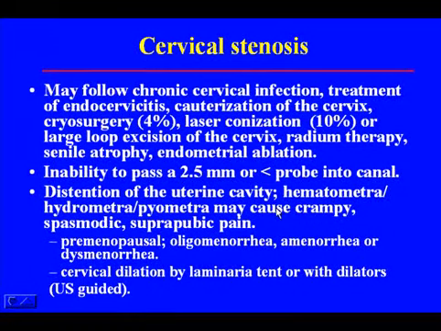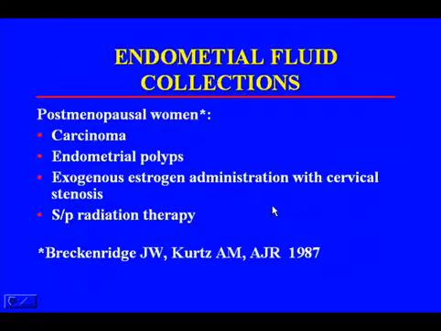Cervical stenosis causes distension of the uterine cavity, hematometra, hydrometra, pyometra, and all these may cause cramps, spasmodic suprapubic pain. In the premenopausal woman, the pain may also be associated with oligomenorrhea, amenorrhea, and dysmenorrhea. Cervical dilatation is usually the treatment that is done and can be done with ultrasound guidance.